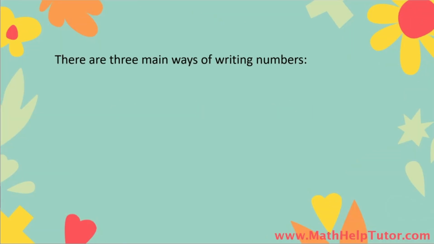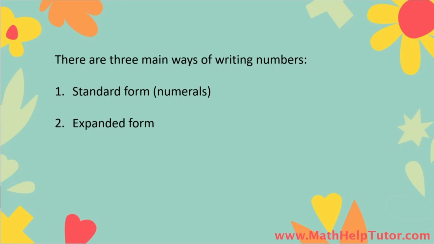We could use what we call the standard form, wherein we use numerals or digits arranged in a certain order. We could also write numbers using what's called the expanded form, which is also called the expanded notation, which indicates the place value of each digit in a number. And last, we could write numbers using words, just like how we read numbers aloud, like 2421, for example.